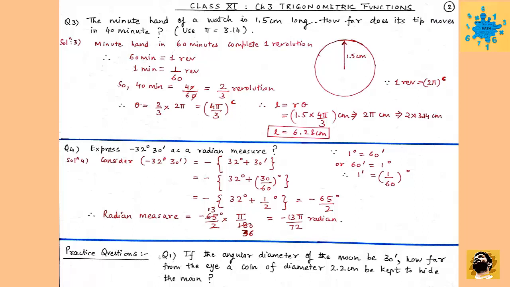And now, since we have to convert into radian, we will multiply minus 65 upon 2 degree by pi upon 180. So on solving it, we get minus 13 pi upon 72 radian. And now, practice the below question mentioned on your screen and submit me the solution.